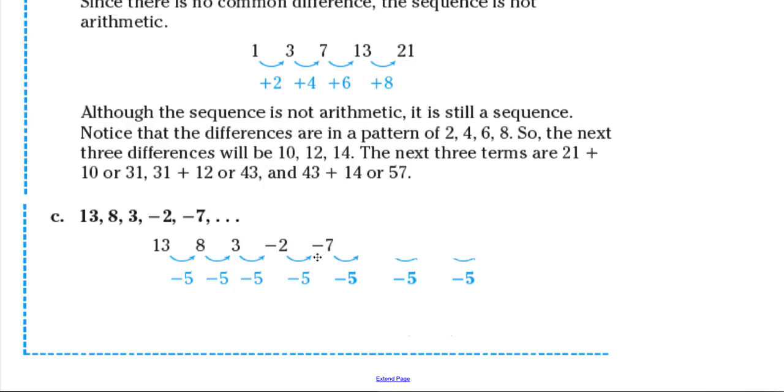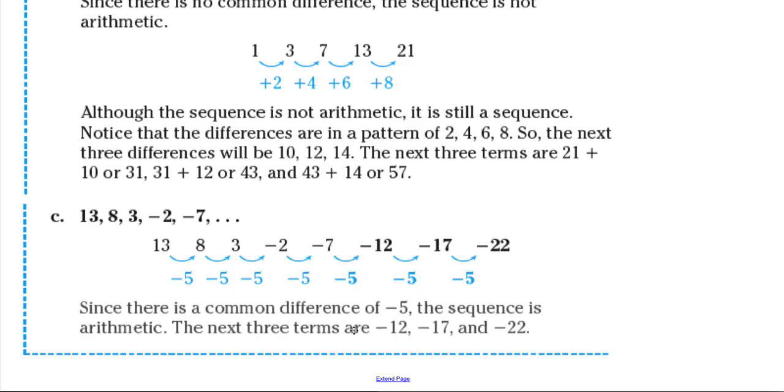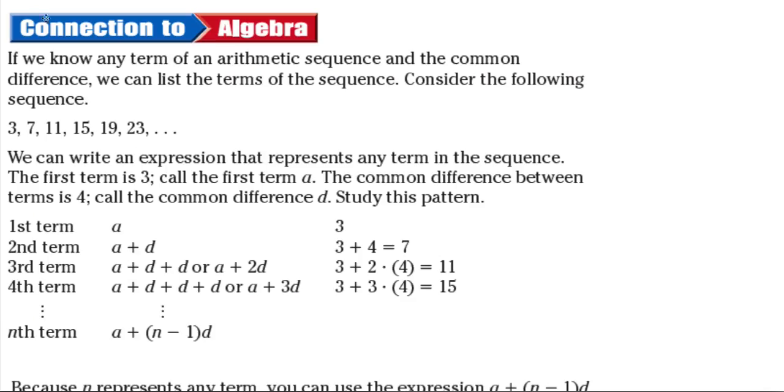With that said, we can now find the next three terms for this one. What is negative 7 plus negative 5? That will give you negative 12, negative 17, and negative 22. So the common difference is negative 5. The sequence is said to be arithmetic, and these are the three terms that will follow: negative 12, negative 17, and negative 22. Let's take a look at the last aspect of this lesson.